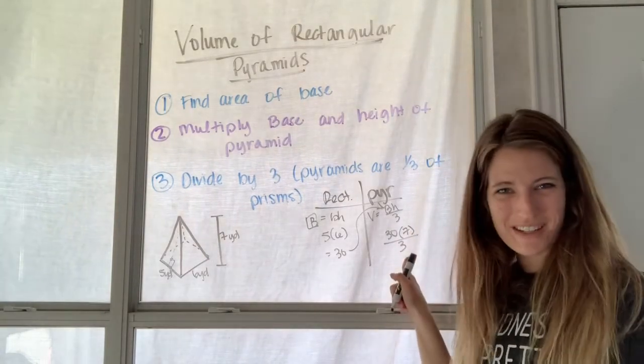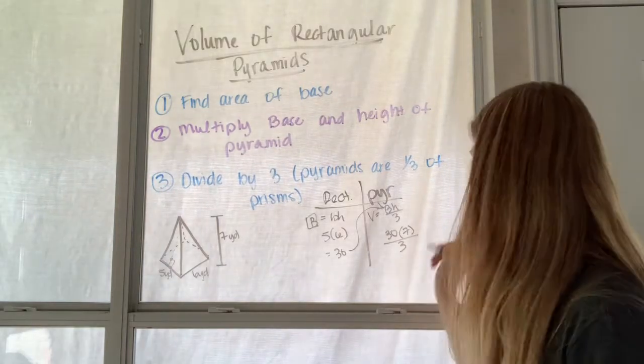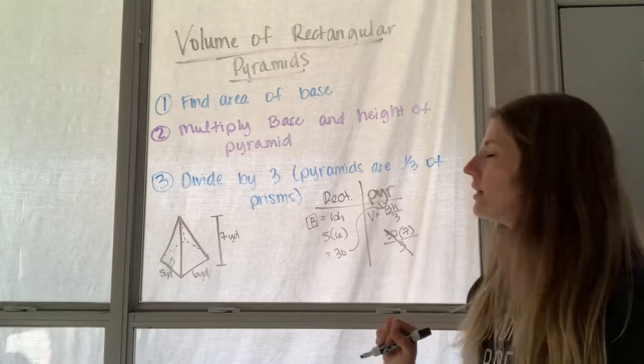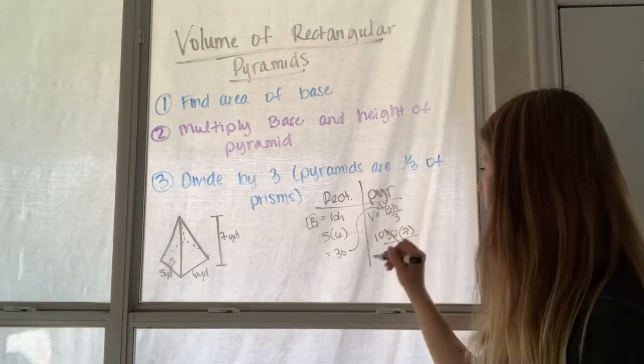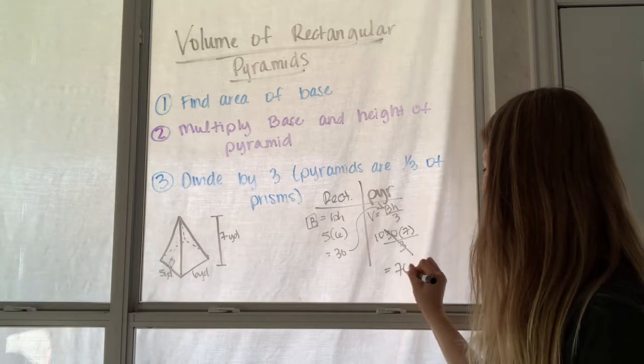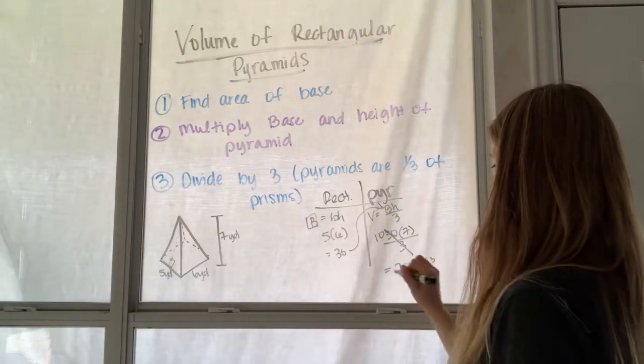Now, everyone should see that there is something we can simplify here, and we're going to do that. We're going to simplify 30 and 3. So 30 divided by 3 is 10. And now I'm multiplying 10 times 7 to get 70 yards cubed.